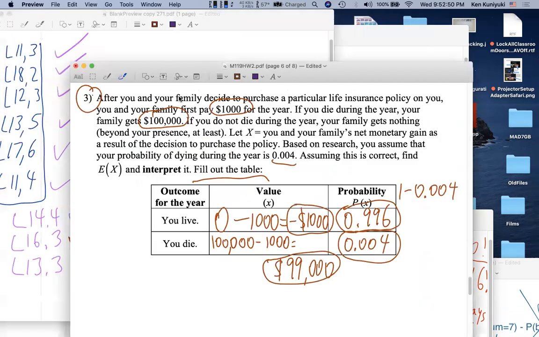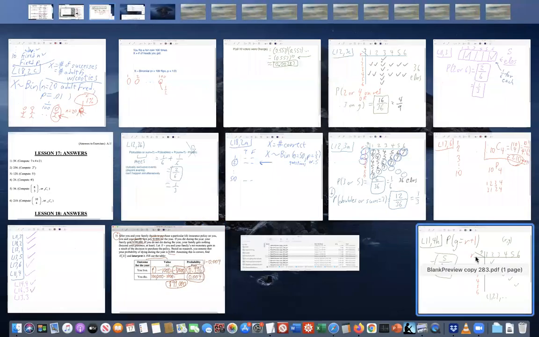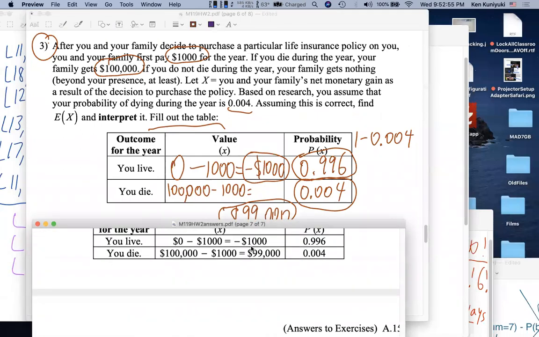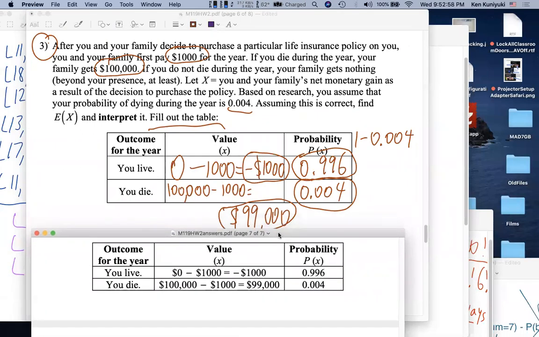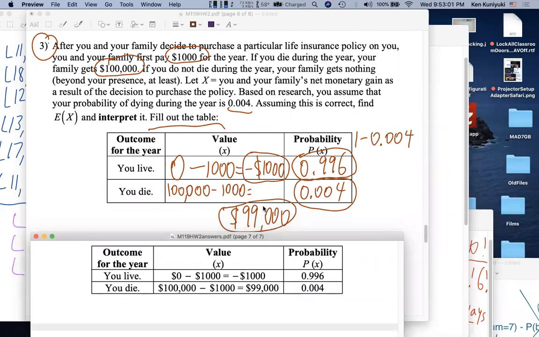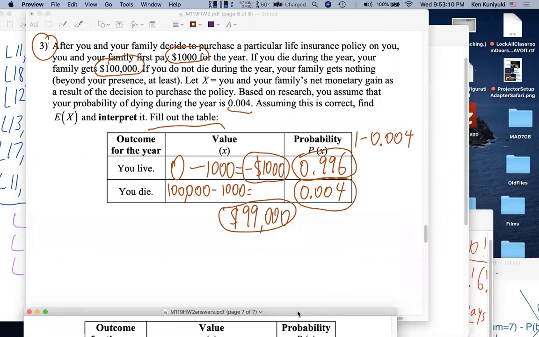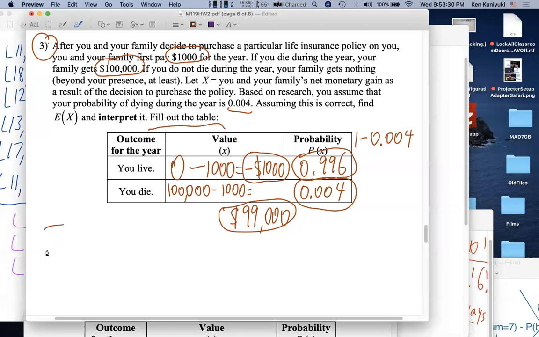This is 16.3, right? Yeah, here we go. And it matches up with mine. Negative $1,000, $99,000, 0.996, 0.004. The zeros to the left of the decimal point are optional. You agree with the table then, right? Questions? Because that's part of the problem. You got to put this in. If you wanted to copy paste the table into your homework, that's fine.